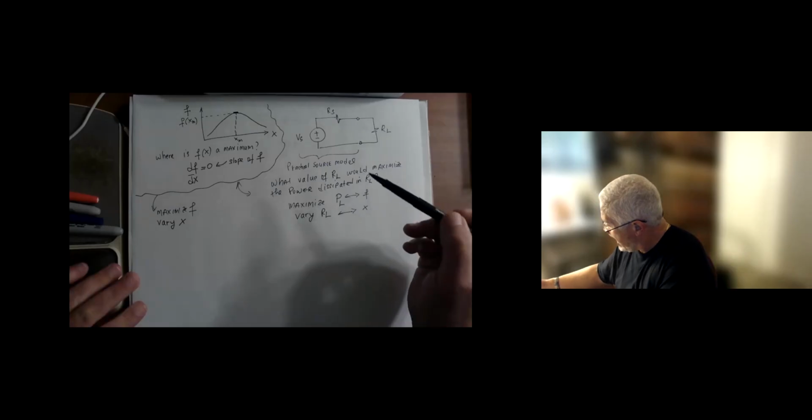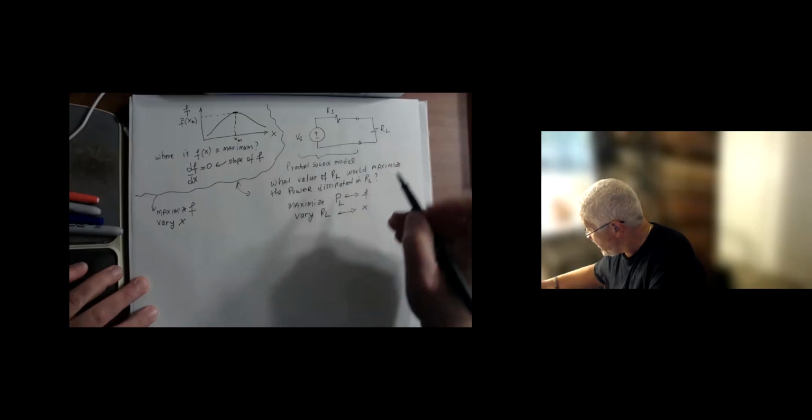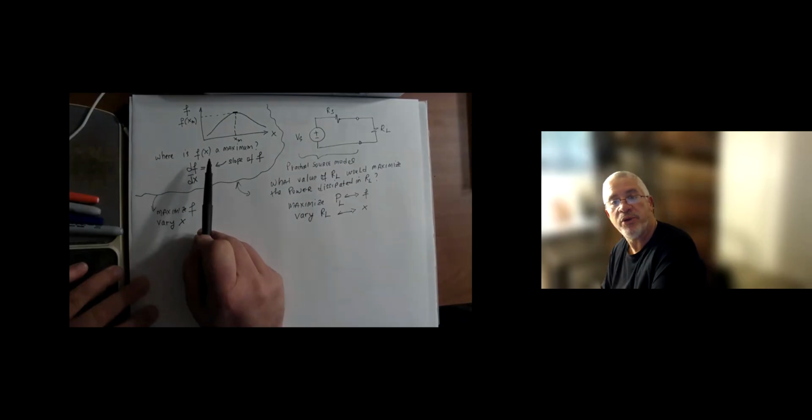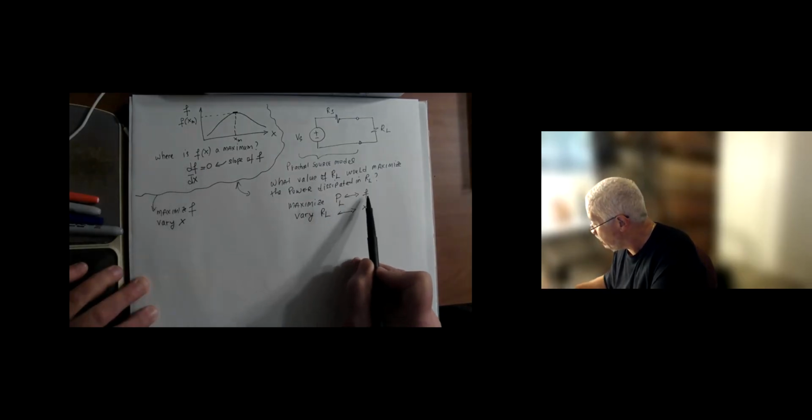Again, let's resume the recording here. So we're looking at, again, varying RL so that the power that RL receives is maximum. We could essentially look at RL as x, compared to the derivative problem in your calculus class, and PL being the function f. So if I look at the current here, that is IL.